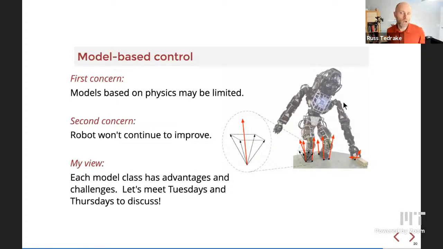we tend to talk about, of course, you should continue to improve those models with data, and people have always done that. And I don't think it's correct to say that we're ignoring data if you have a physics-based model. So my view is that each model class has advantages and challenges, and why don't we meet every Tuesday, Thursday for a semester, and we'll talk about it. We'll talk it out.